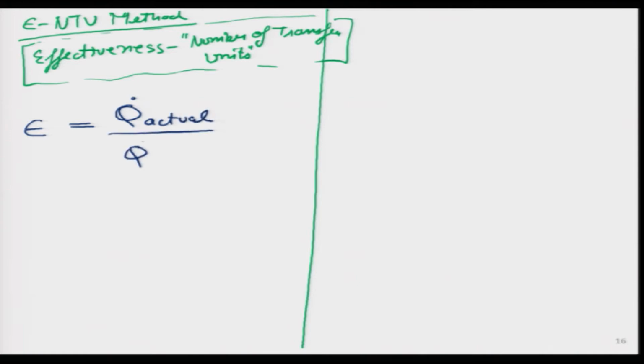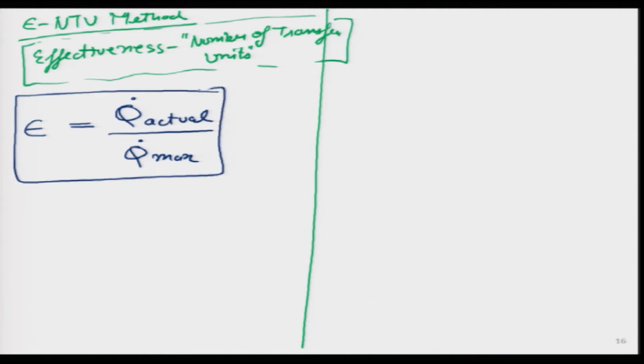Q dot actual divided by Q dot max. This would be a percentage number, and we are talking in terms of the context of heat exchangers. Now, Q dot actual is very straightforward.